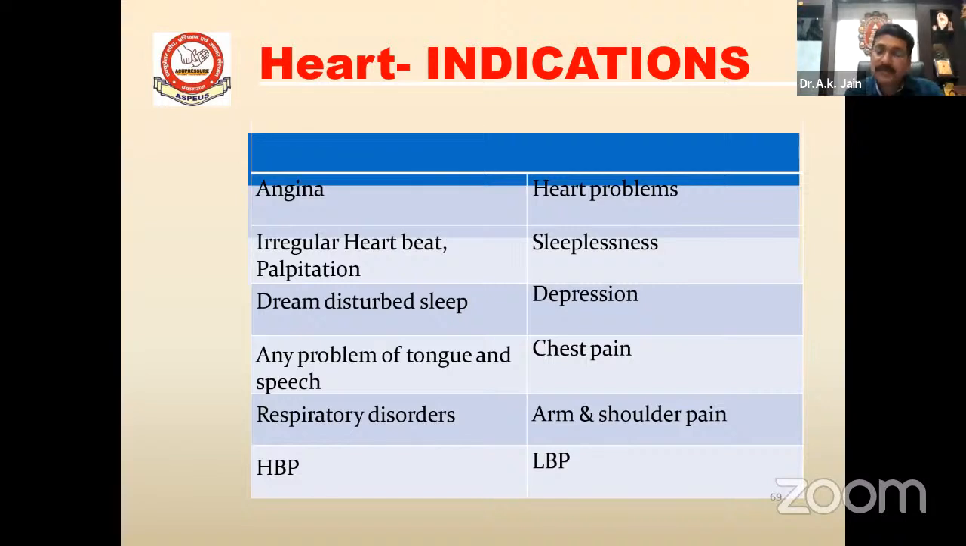The common symptoms related to the heart meridian are angina, chest pain, headache, insomnia, depression, or any problem related to the tongue or speech. It is also related to respiration-related disorders and cardiac disorders. H1 is called the lymph of the heart. This is a very important point of the heart, and it is very good for sadness, anxiety, and depression.